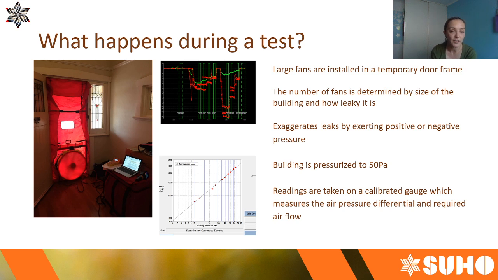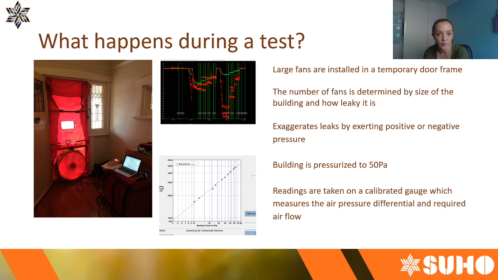This fan exerts negative or positive pressure onto the building envelope. The building is pressurized to a pressure differential of 50 pascals. What that means is inside the building is either 50 pascals below or above the outdoor pressure. That's all read using hoses and gauges. All of the air pressure readings are recorded on a gauge, which then is fed through to a laptop.